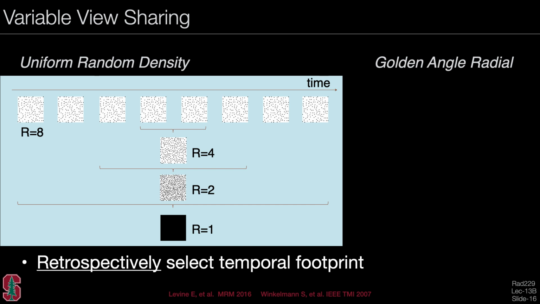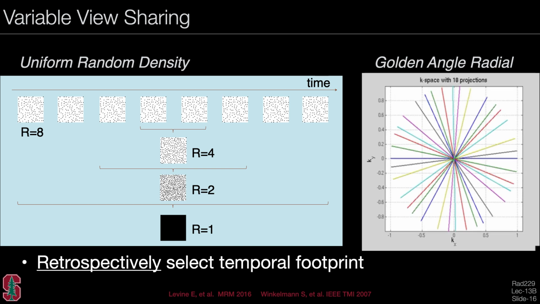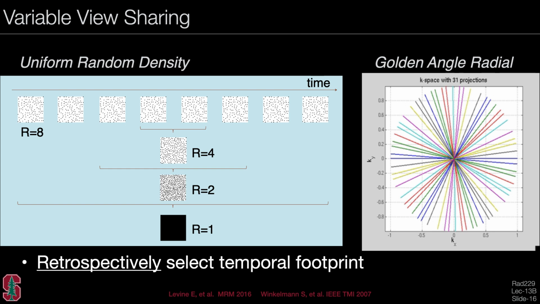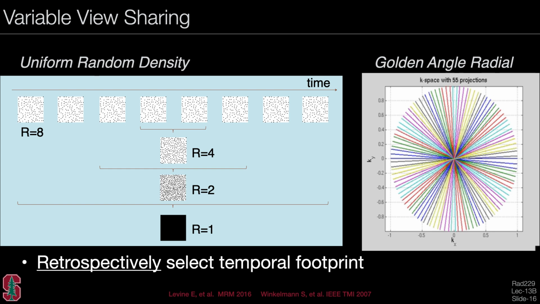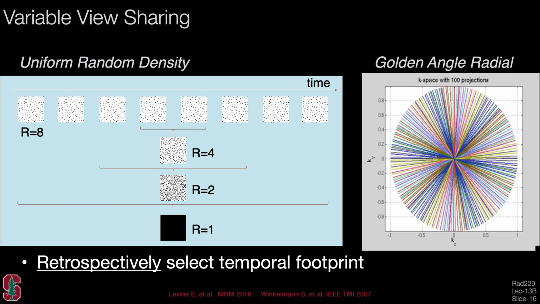And this is very similar to the golden angle radial approach that we've seen in a previous lecture here, where the overall angular density of spokes is roughly constant, is uniform over time. So what this means is we can take any temporal window and we can retrospectively trade off by using some temporal window and applying some factor of compressed sensing to reconstruct our image.